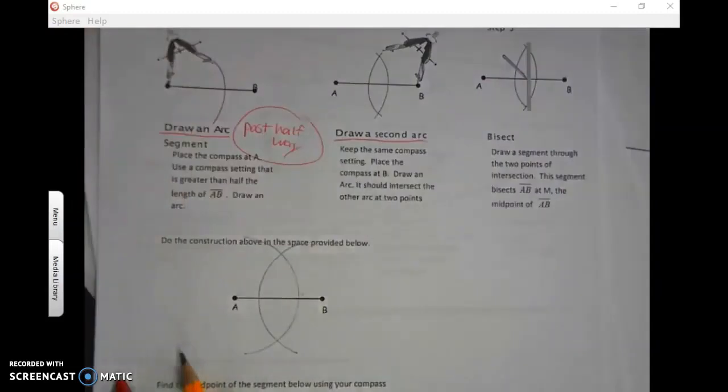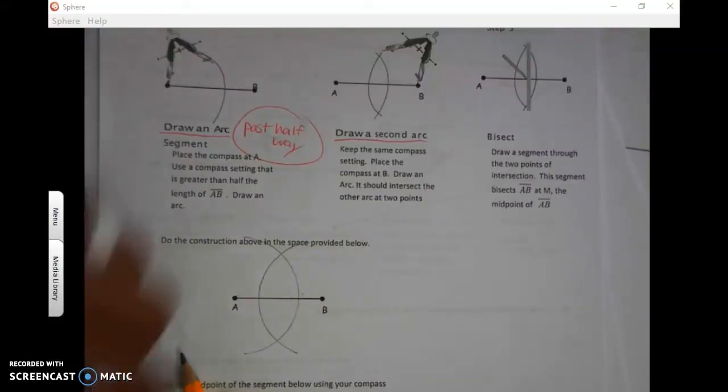Does everyone see that it makes these two circles overlap? Kind of looks like part of a Jesus fish, or maybe even part of a Venn diagram, however you want to think about it, but it needs to look just like that. If I don't see that, that's not what I'm looking for.